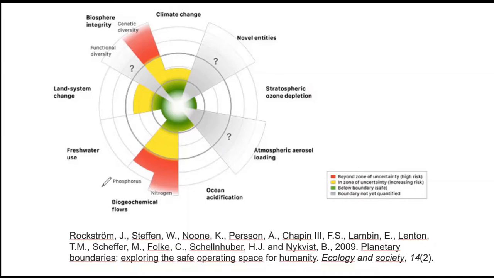And this is what we call the 9 planetary boundaries of safe living. As you can see, the green is below the boundary. In yellow, it says zone of uncertainty, where we think there is increased risk to our species. And then red is beyond the zone of uncertainty. Here, the risk is high. Anything in red means that we already overshot it, and we're already seeing the negative consequences, and reversing that damage will likely be hard or take centuries.